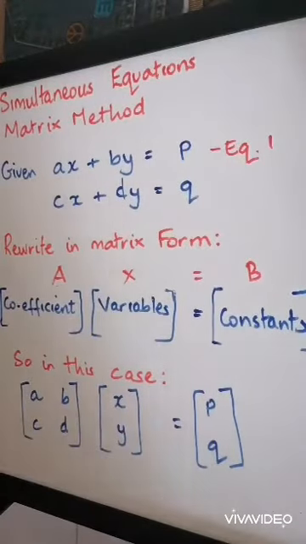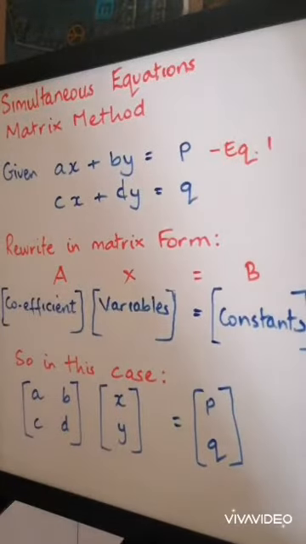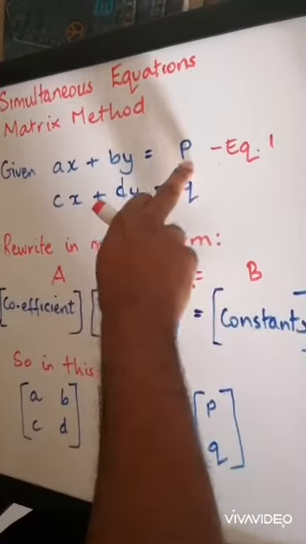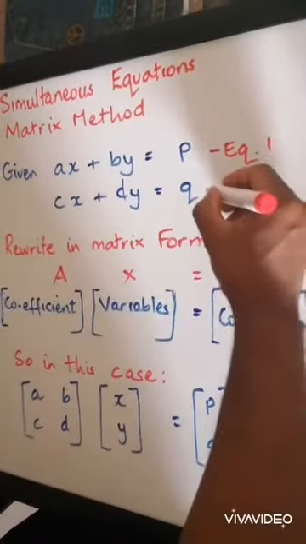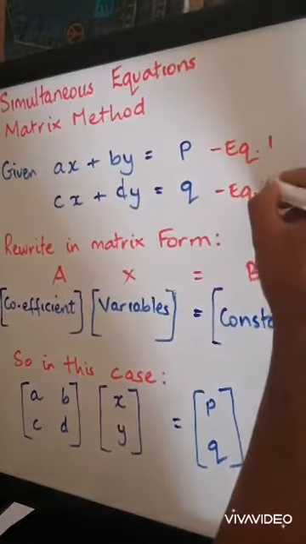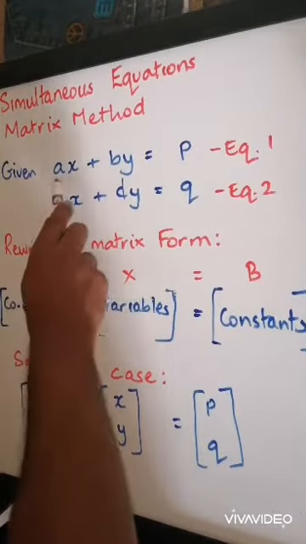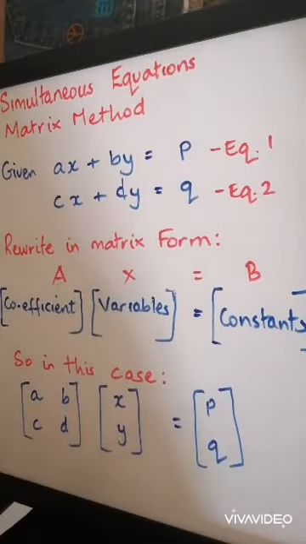Okay, class, we're looking at simultaneous equations and we're going to solve them using the matrix method. Firstly, we have a pair of simultaneous equations, and by pair we mean two. So in this example, we have ax plus by equal to p, we call that equation 1, and cx plus dy equal to q, we call that equation 2. And in an actual question, a, b, c, d, p, and q will be numbers.